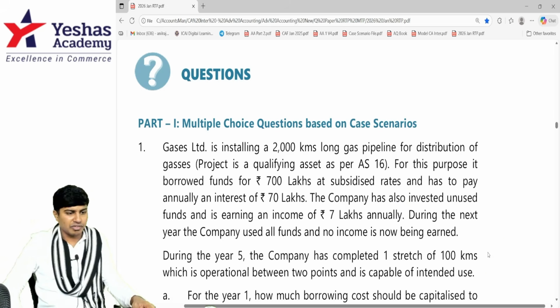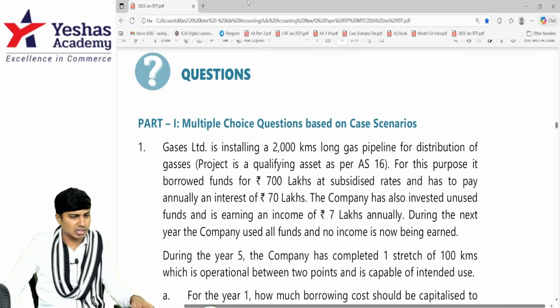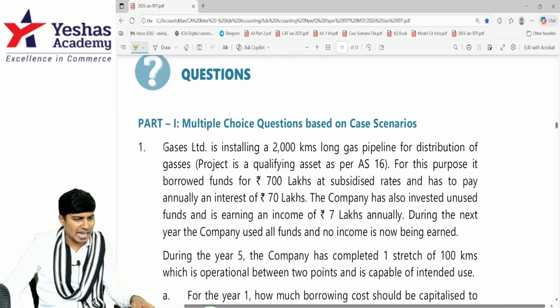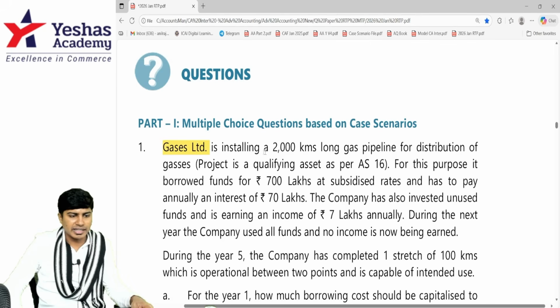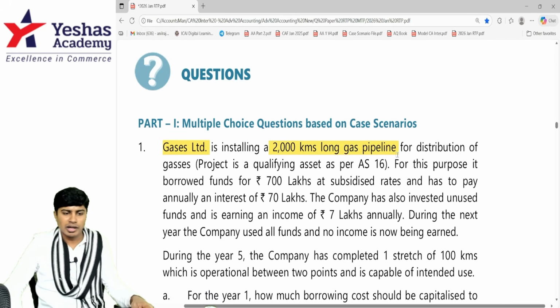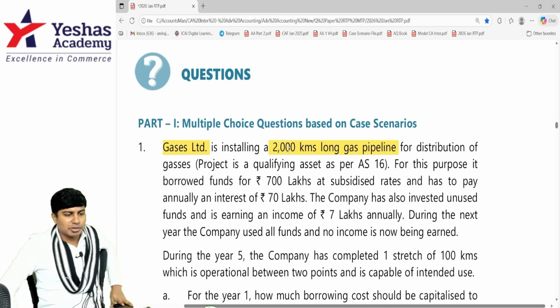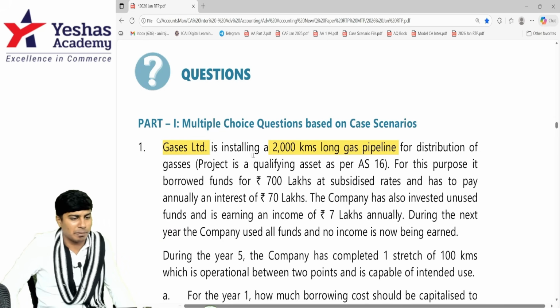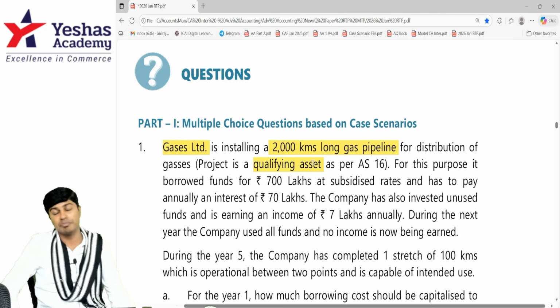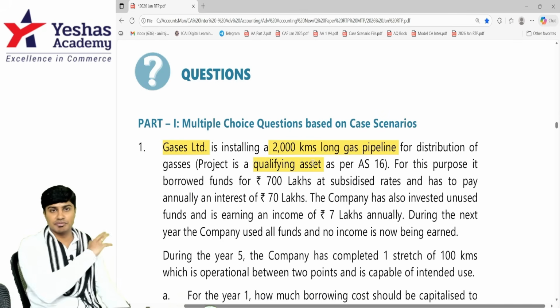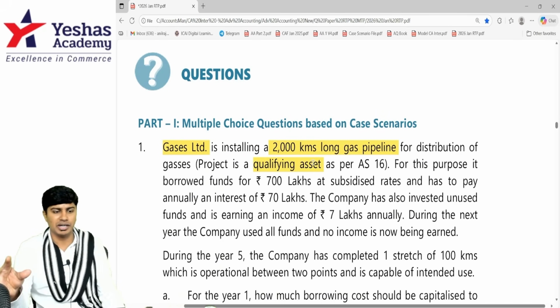The first question that we have is a case scenario question. There's a company by name Gases Limited, and they're installing a 2000 kilometers long gas pipeline. After the pipeline is installed, the chairman of the company will stand on the pipeline and do something like that for distribution of gas from one end to the other. They're considering this specific gas pipeline to be a qualifying asset, meaning the entire process of installation of the gas line will take substantial period.